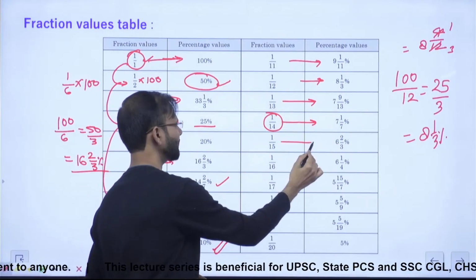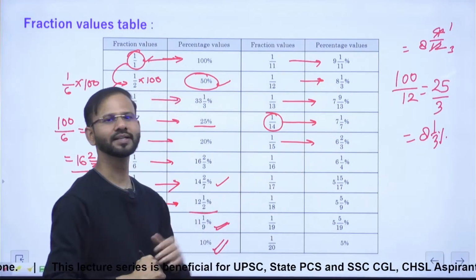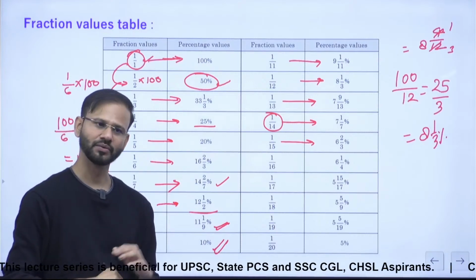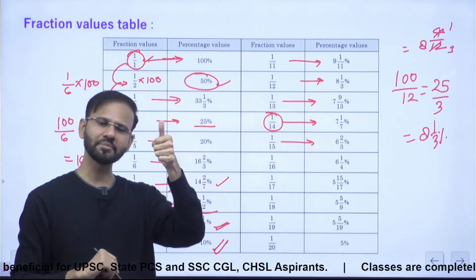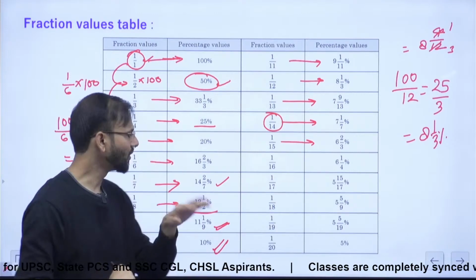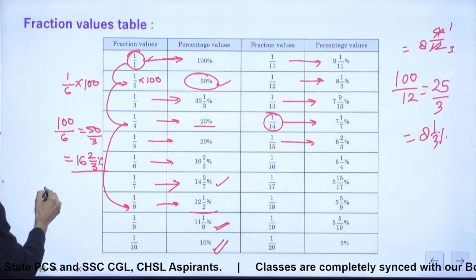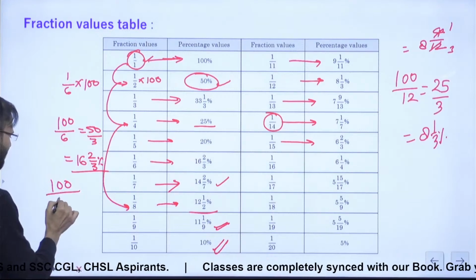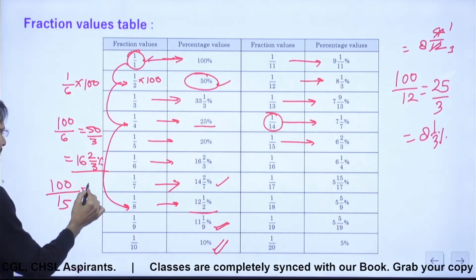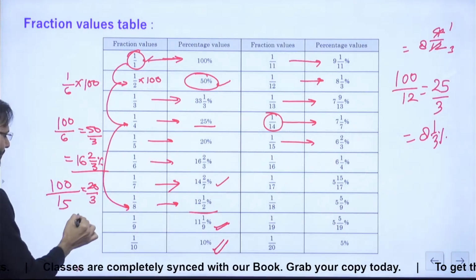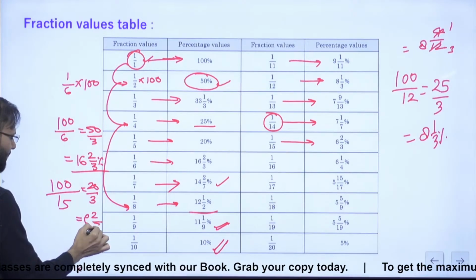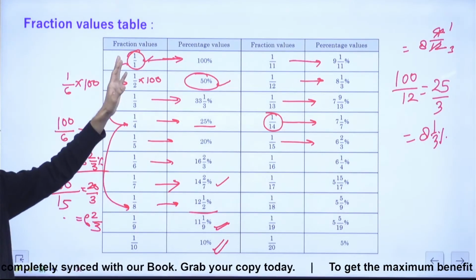Then 1 by 15. 15 6s are what? 90. Right? Sorry, 1 by 15 is what? 15 6s are 90. So 90, 10 by 15, which is 2 by 3. Or you can say about this, look, 100 by 15. Both the numbers are divisible by what? 5. So 20 by 3. So this is 6 2 by 3, everybody. Right? 6 2 by 3.